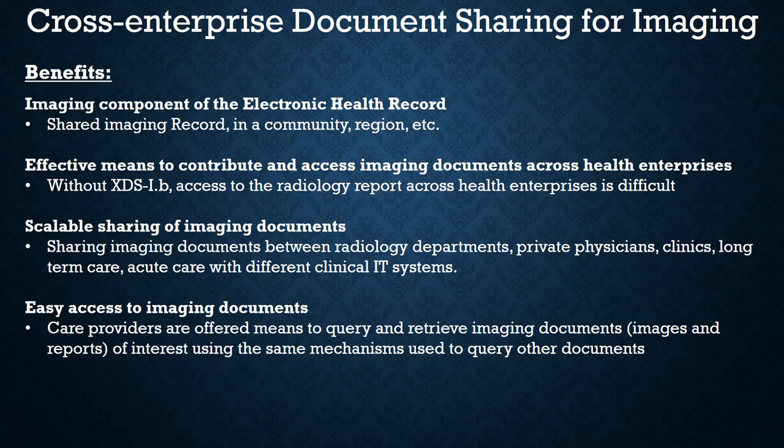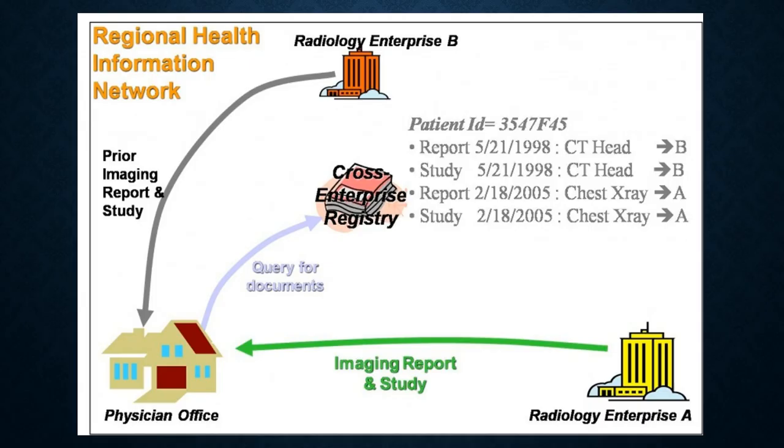Benefits are imaging component of the electronic health record, effective means to contribute and access imaging documents across health enterprises, scalable sharing of imaging documents, and easy access to imaging documents. Again, it just makes all your imaging documents across your whole enterprise work together. Here's the picture portion of that. You have Radiology Enterprise B, and they can send prior imaging reports to the physician's office. It can query the cross-enterprise registry. You have Radiology Enterprise A, and also it can send, and it all works together through XDSIB.